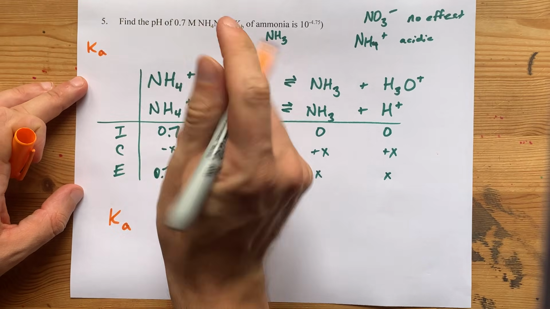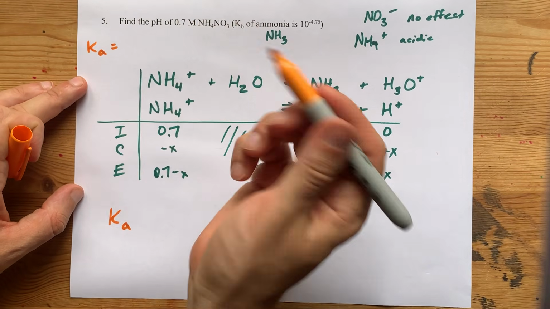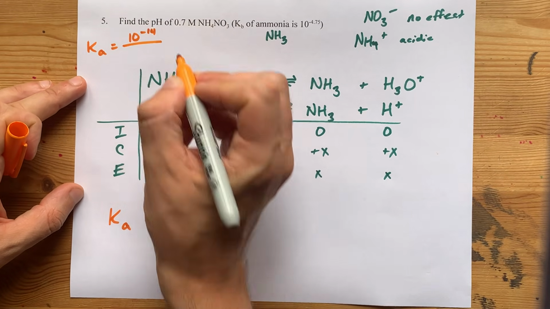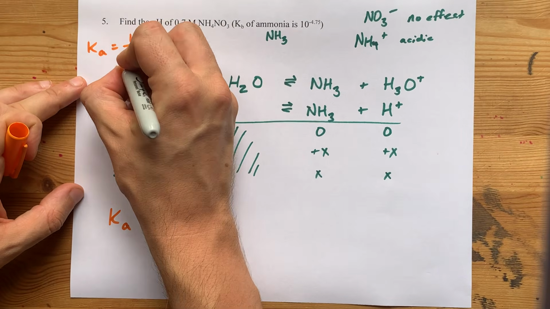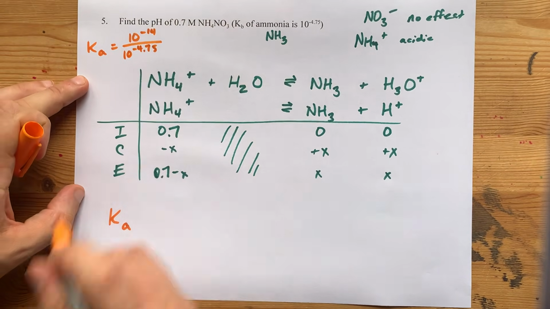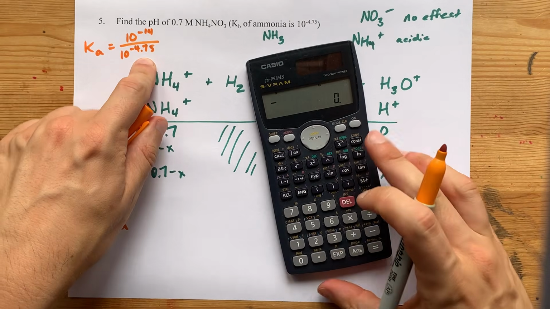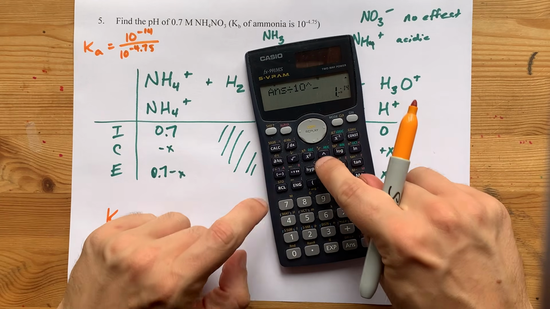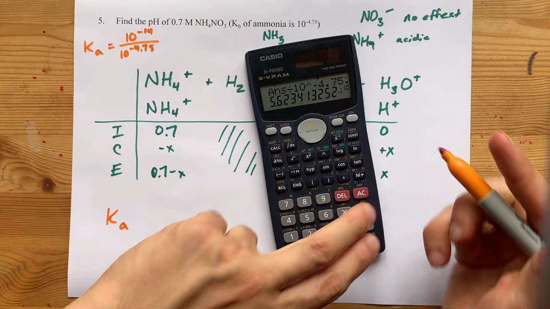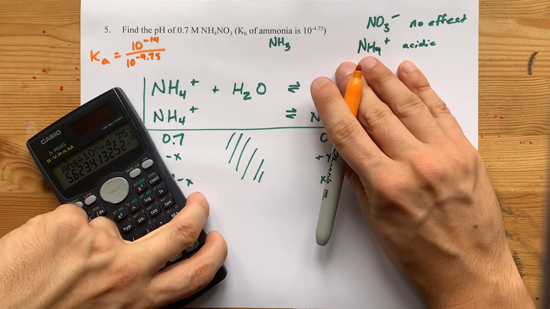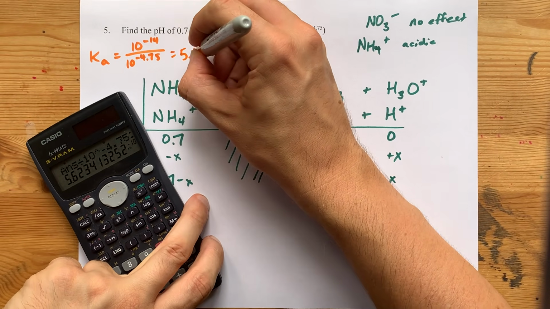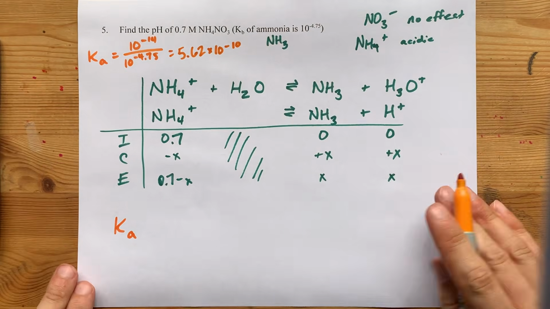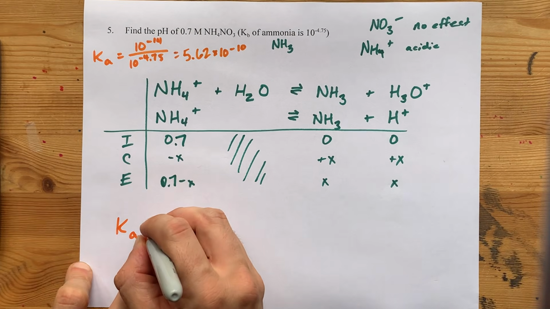Oh boy, how do you get Ka from Kb? The same way we converted Kb to Ka: 10 to the negative 14 divided by whatever number they gave you here. For me, it's 10 to the negative 4.75. So 10 to the power of negative 14 divided by 10 to the power of negative 4.75. I got 5.62 times 10 to the negative 10. Oh, another number in the 10 to the negative 10s. Whatever, let's just roll with it.